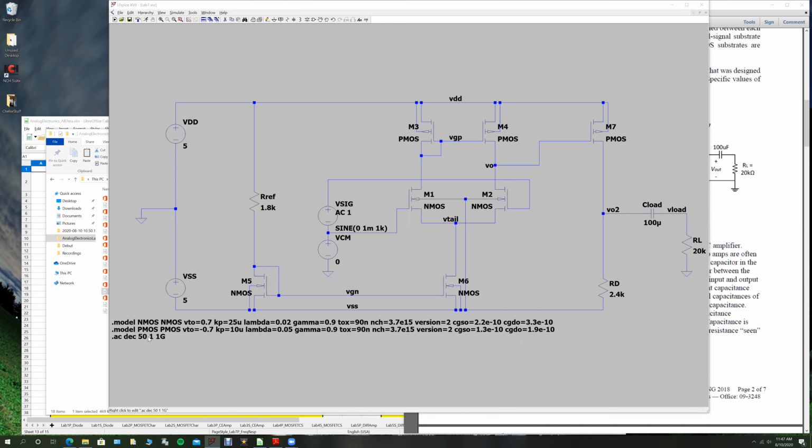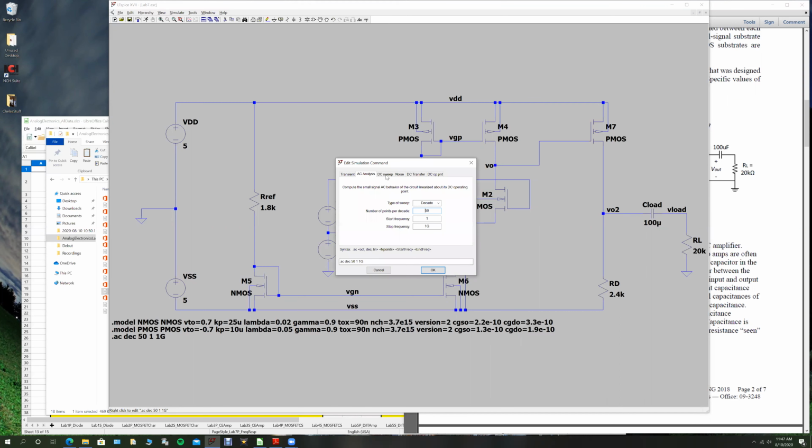So now what we want to do for the simulation is do an AC analysis. So we can do a decade sweep. 50 points per decade is sufficient. That just tells you how many different points on the curve you'll have per factor of 10. And then a start and stop frequency of 1 hertz and 1 gigahertz. You can't go down to 0, but usually multiples of 10 are common. So we'll start at 1 hertz, and 1 gigahertz should be high enough frequency where we see everything that we need to in our plots.